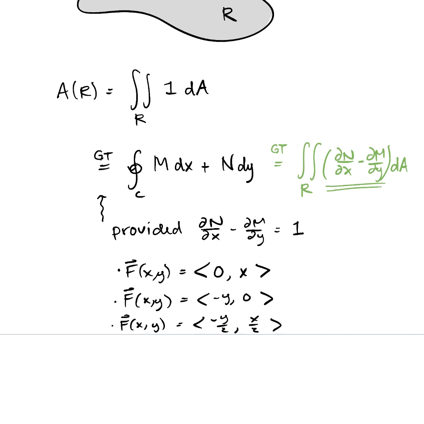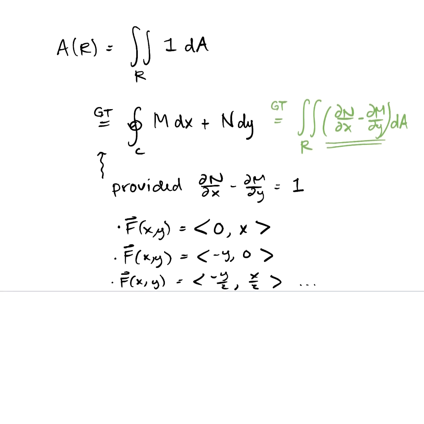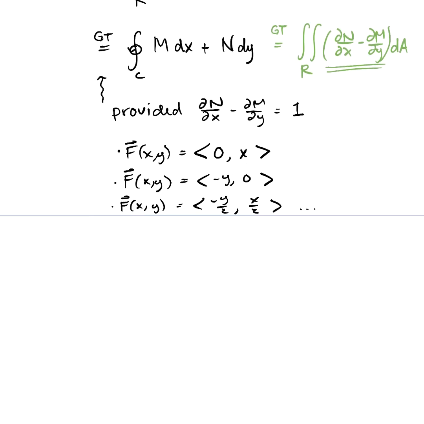Again, dn dx minus dm dy comes out to 1. This goes on and on and on. You have infinitely many different vector fields you could opt to introduce to this seemingly chapter 15 problem in order to make progress. Now let's imagine what this looks like depending on our choice.